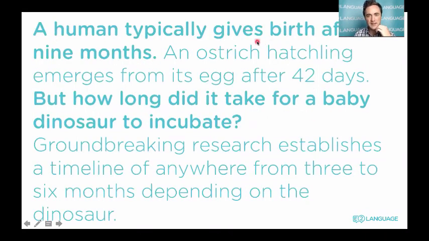A human typically gives birth after 9 months. An ostrich hatchling emerges from its egg after 42 days. But how long did it take for a baby dinosaur to incubate? That's a question, but that's also a sentence. Questions are also sentences. And then the fourth one was: groundbreaking research establishes a timeline of anywhere from 3 to 6 months, depending on the dinosaur.